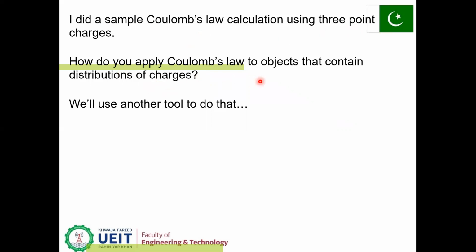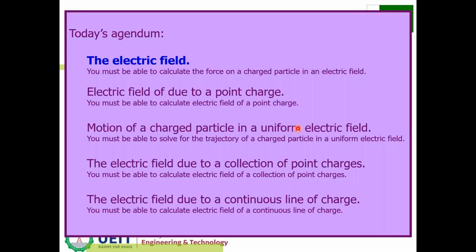How do you apply Coulomb's law to objects that contain a distribution of charges? You will use another tool to do this. We can draw vector diagrams. Now we start with the electric field: the electric field due to a point charge, motion of a charged particle in a uniform electric field, the electric field due to a collection of point charges, the electric field due to a continuous line of charge.